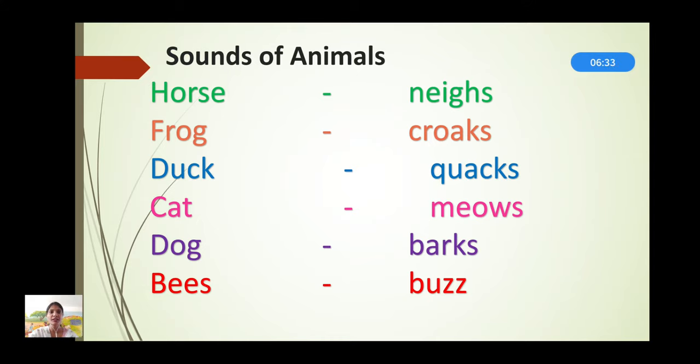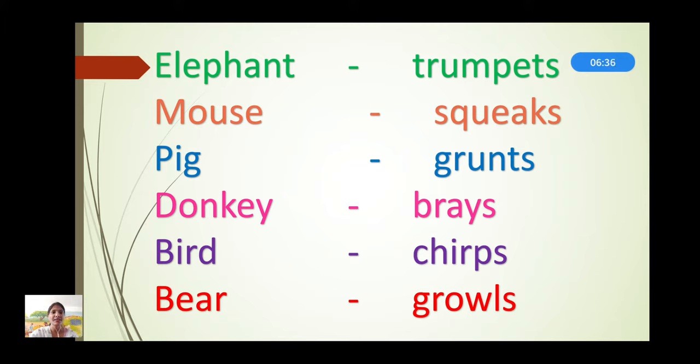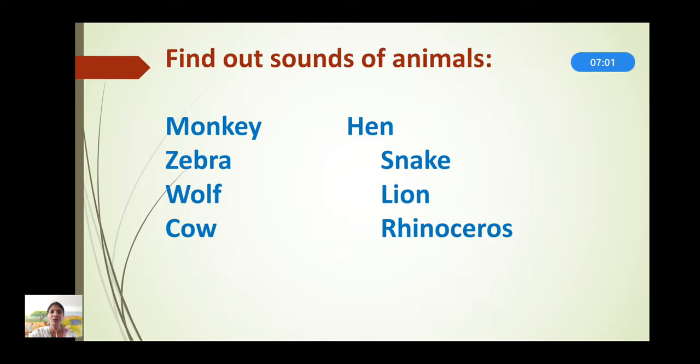Okay, now further: elephant trumpets, mouse squeaks, pig grunts, donkey brays, bird chirps, bear growls. Now, these are the different sounds of some animals. Now, I am giving you a few names of animals and you have to search for their sounds and type them in your comment box. I will wait for you. The animals are monkey, zebra, wolf, cow, hen, snake, lion, rhinoceros. Now, quickly type me the answers.